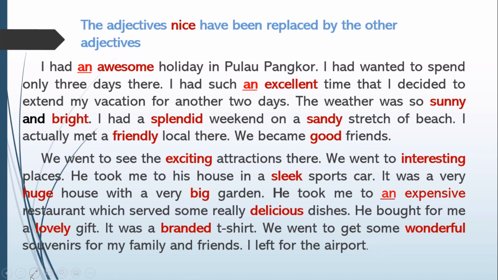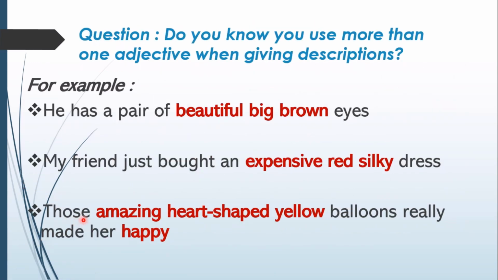Okay, let's go on. Do you know that you can use more than one adjective when giving a description? For example, he has a pair of beautiful big brown eyes. You see, not only brown eyes, you can add on beautiful and big. So he has a pair of beautiful big brown eyes. And the next one, my friend just bought an expensive red silky dress. Not just the dress is expensive, but it's also red and it is a silky dress. So you imagine more when you use more adjectives to describe something.